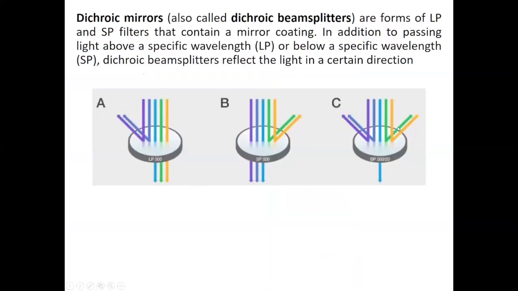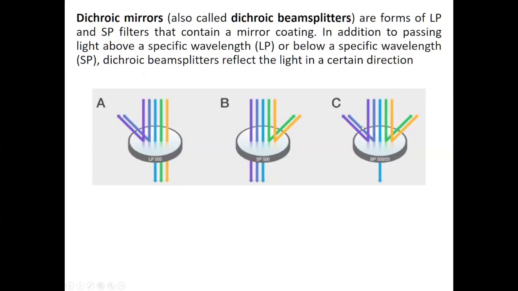So this is long pass 500, which allows light greater than 500 to pass through, and the rest all will be deflected. And short pass 500 allows light lower than 500 to pass through it, and the rest all will be deflected. Band pass allows a specific range of wavelength of light. This is 480 to 520. So that allows only this blue light to go, and all other gets deflected.